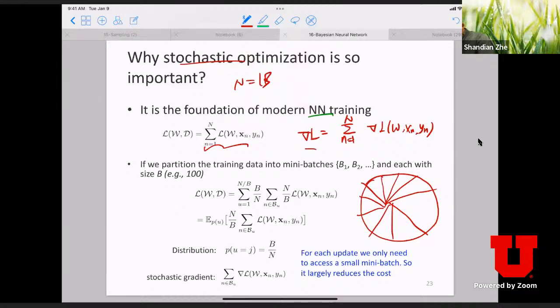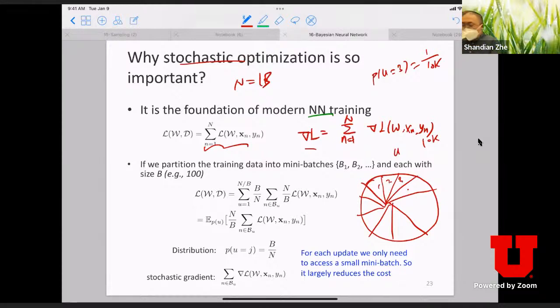So I can come up with a random variable u, and this random variable is just to uniformly pick a mini batch. Suppose I have like 10K mini batches. So I have a random variable u, which can take a value from 1 to 10K. And the probability of u taking any mini batch, say 1 or 3, is just 1 over 10K, the total number of mini batches.